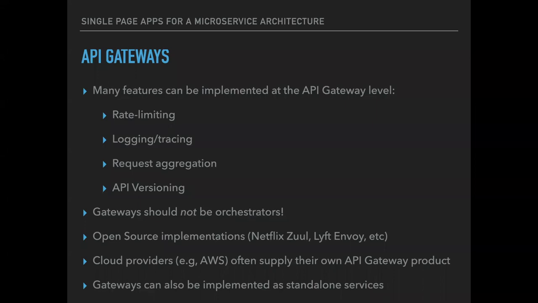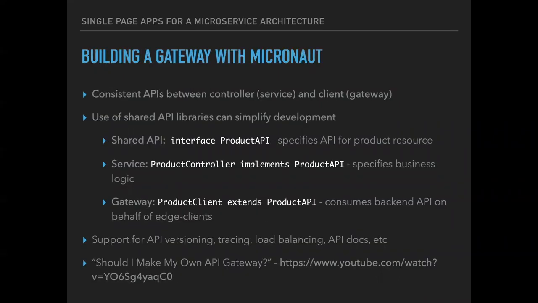Now, there are products, both open source as well as things provided by cloud providers, that basically let you set up a gateway without writing it yourself. But you can also implement a gateway as a standalone service, and there's reasons why you may want to do that, or you may not want to do that. And actually, I have a link here on the second slide at the bottom, which is an interesting talk exactly on this topic: when does it make sense to write your own gateway versus using something off the shelf? And it's going to depend a lot on the needs of your application.